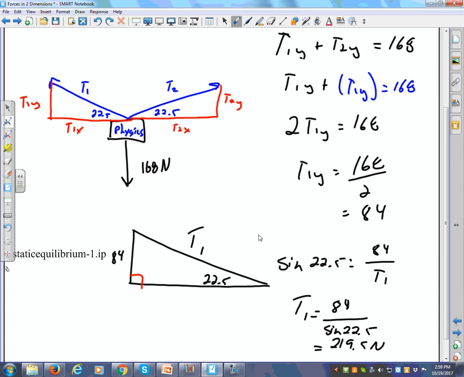Where does it get that 200? What do you mean? If it's only weighing down 168, there has to be 84 up on each side, but because the angle is so high, right? To get this to be 84, if this angle is so small here, there's more and more tension here.